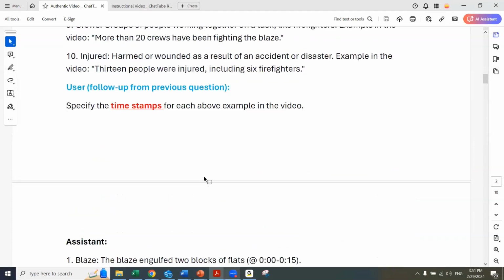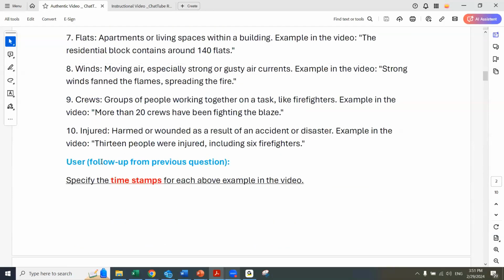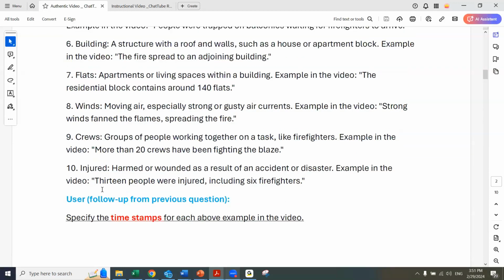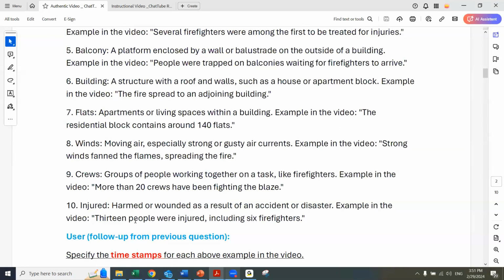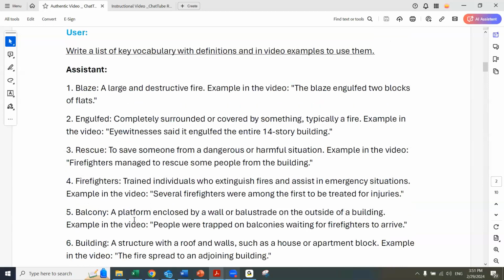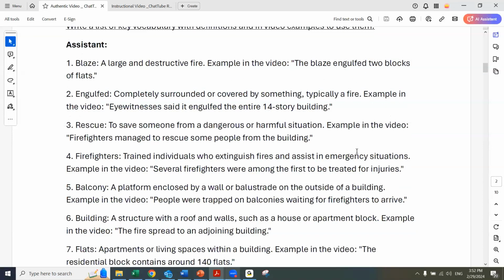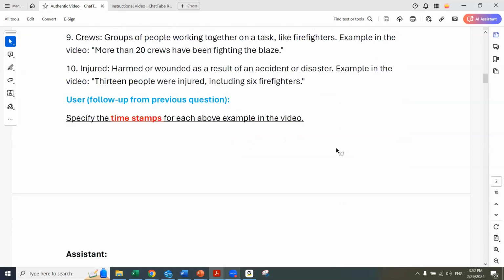Also, if you use the free plan, you don't want to use the 15 message limitation right away. For example, I didn't know that on my first try. For this question, I can just combine them together and say, write a list of 10 key vocabulary with video examples and the timestamps. And then that will give you everything.